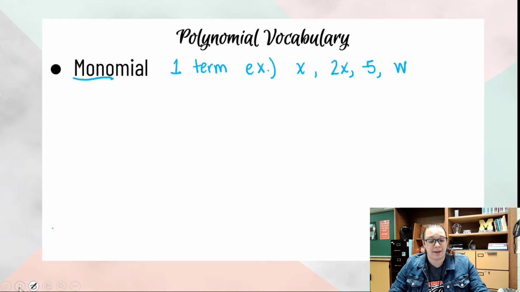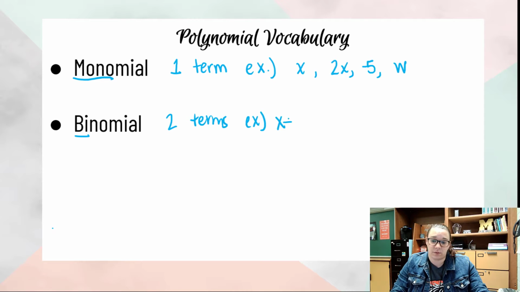Another thing is a binomial. A binomial has two terms. So for example, I could have x plus 1, or I could have negative 2x squared plus 5, or w plus z, for example. Notice there's two terms in each.